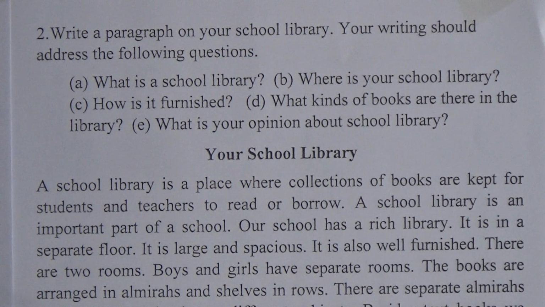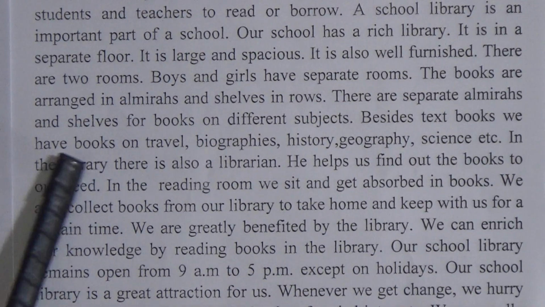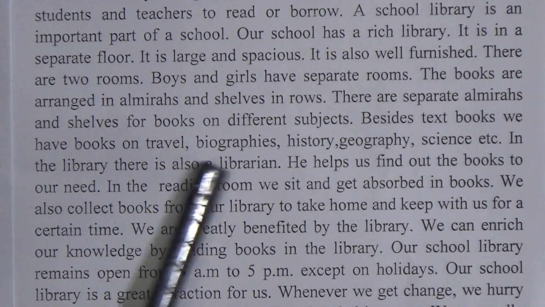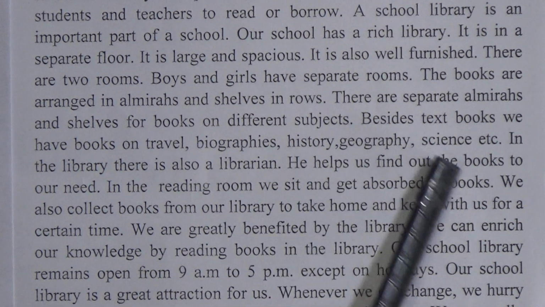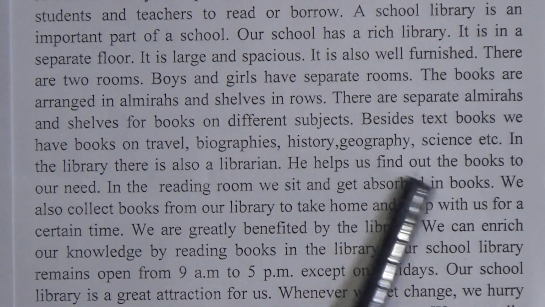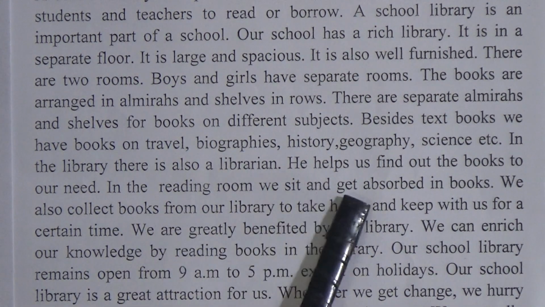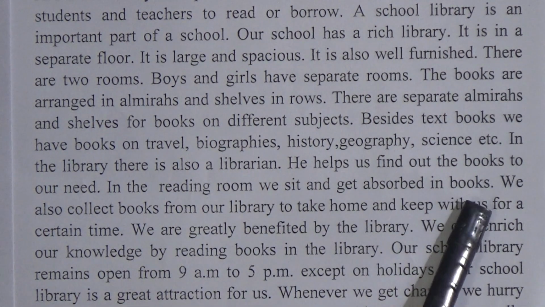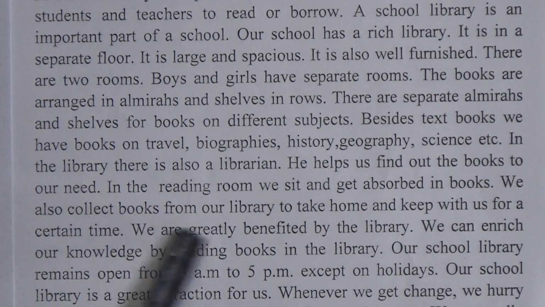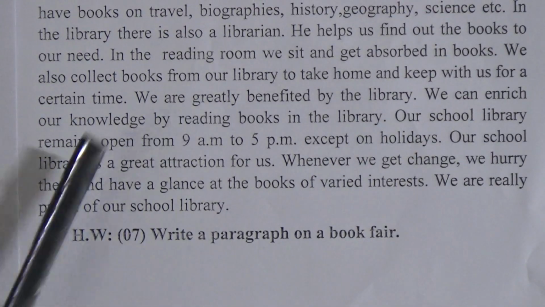The books are arranged in almirahs and shelves in rows. There are separate almirahs and shelves for books on different subjects. Besides textbooks, we have books on travel, biographies, history, geography, science, etc. In the library, there is also a librarian. He helps us find out the books to our need. In the reading room, we sit and get absorbed in books. We also collect books from our library to take home and keep with us for a certain period.